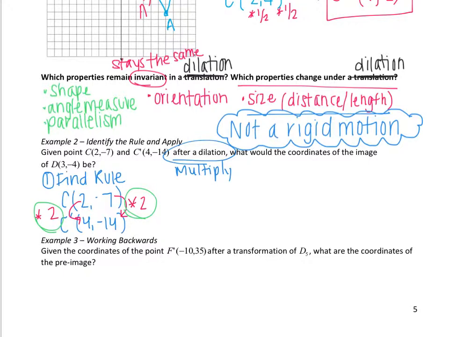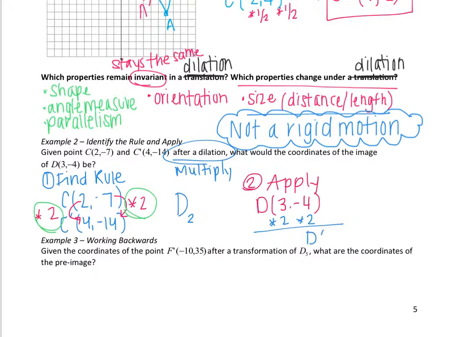So now that I know the rule, I can apply it. I have the point D at 3, -4, and I'm going to multiply both x and y by 2, the scale factor. Again, this notation here would be capital D subscript 2 because my scale factor is 2. So then the point D prime lands at 6, -8. 3 times 2 is 6. -4 times positive 2 is -8.